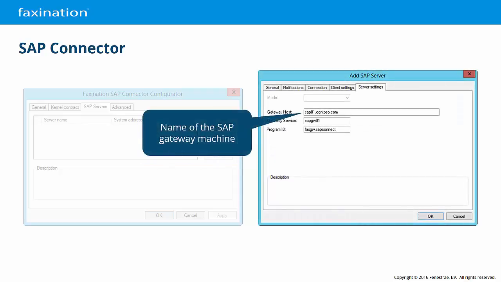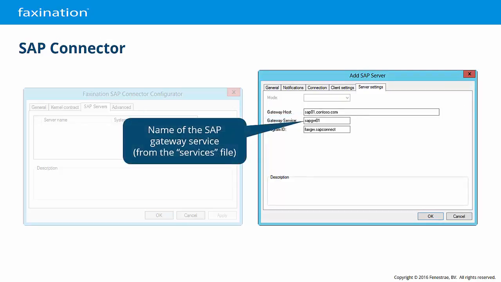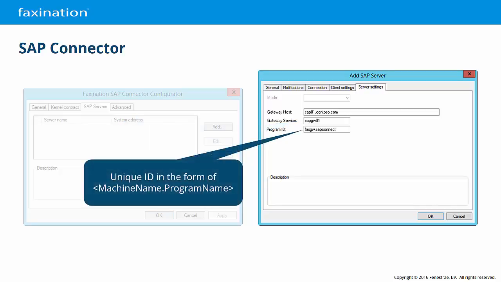On the Server Settings tab, you can define the name of the SAP Gateway machine and the name of the SAP Gateway service. The SAP administrator can obtain this from the services file. And the program ID is a unique ID in the form of machinename.programname.